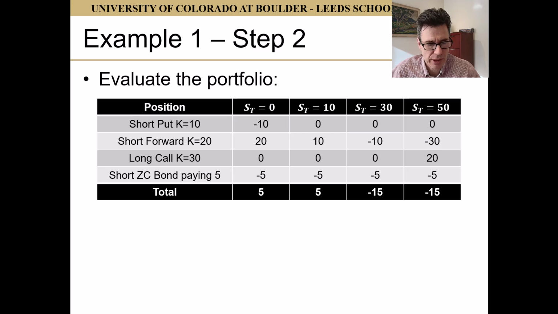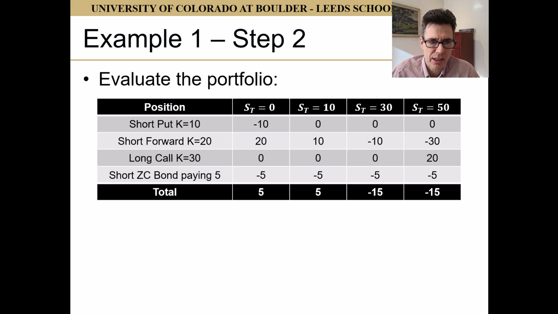I'm building a little table here. On the left-hand side are my positions. Across the top are the final asset prices, so 0, 10, 30, and 50. I evaluate each individual component of my portfolio at each of those final asset prices. So the put, we're short a put with strike of 10, so that's worth negative 10 if the asset ends up at 0, and then 0 otherwise. Short forward contract, strike 20.